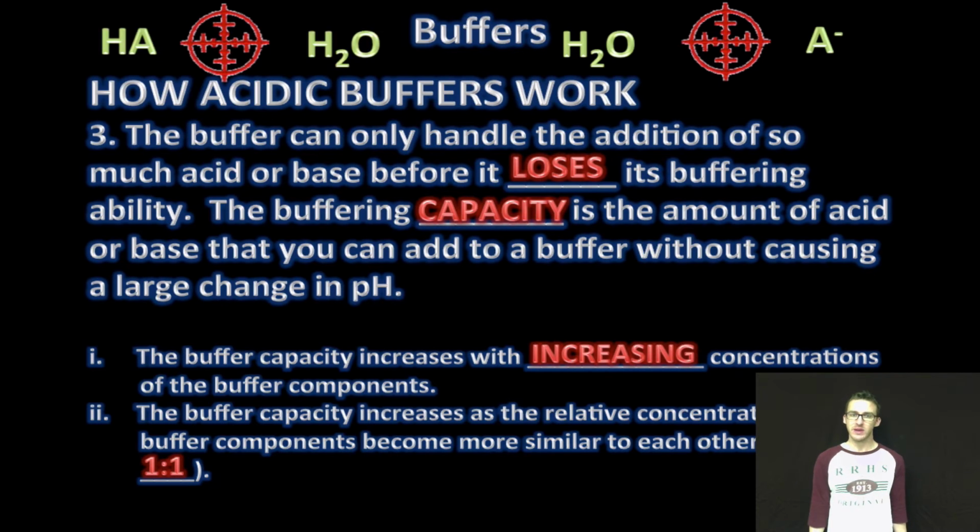And two, recognize that your buffer capacity increases as the concentrations of the components become similar to each other, as your ratio becomes 1-to-1. Now that's important because a good buffer can neutralize the addition of both strong acid and strong base. And so you want to have equal amounts of each of your components so it can neutralize both strong acid and strong base that's added.